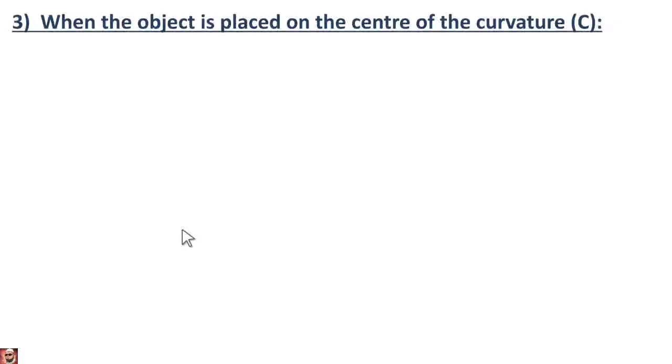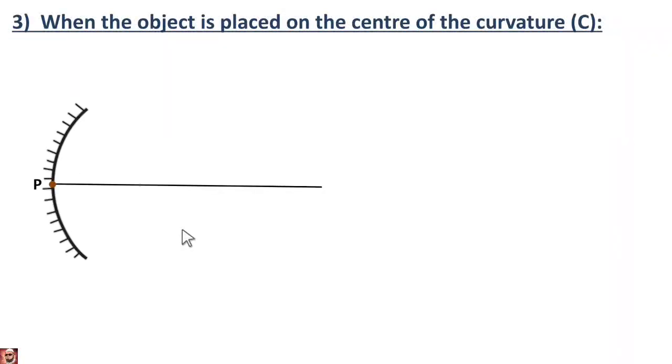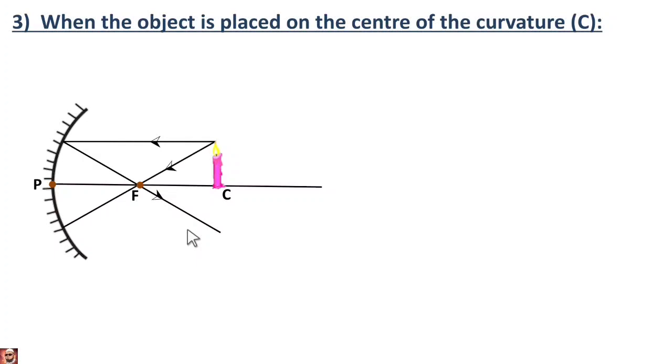Now when the object is placed on the center of curvature, that is C. Here also we have to follow the same two rules. The first rule is when the incident ray is parallel to the principal axis, the reflected ray passes through focus. And the second rule is incident ray passing through focus, reflected ray is parallel to the principal axis. Now where the image is formed is where the two reflected rays are meeting. Here the image is formed. Now we will get the image like this here.